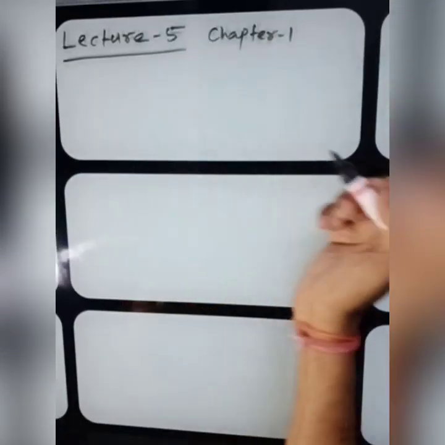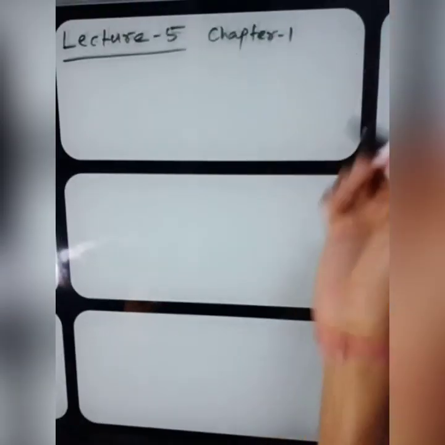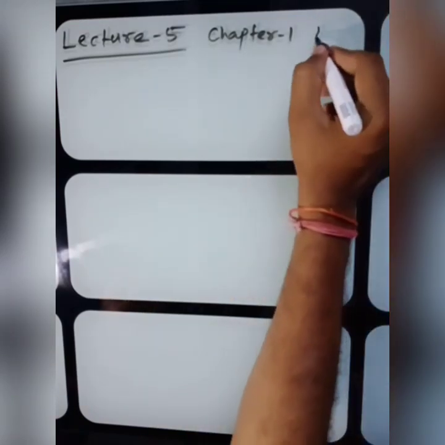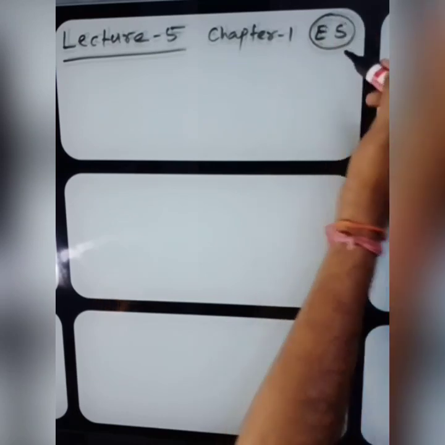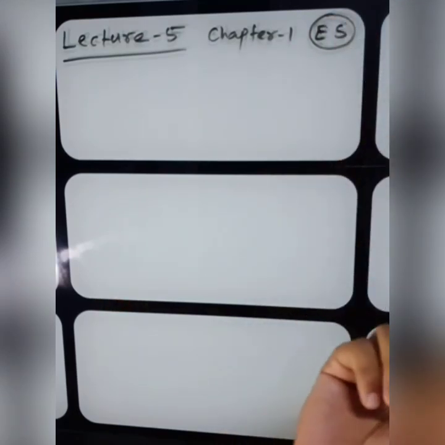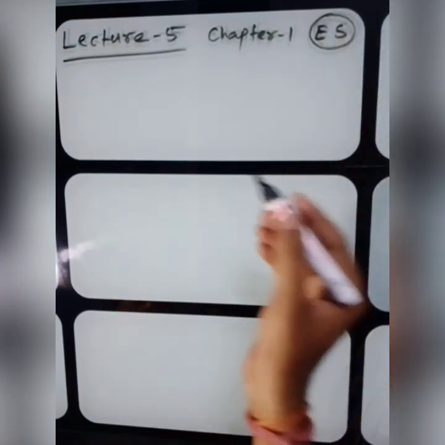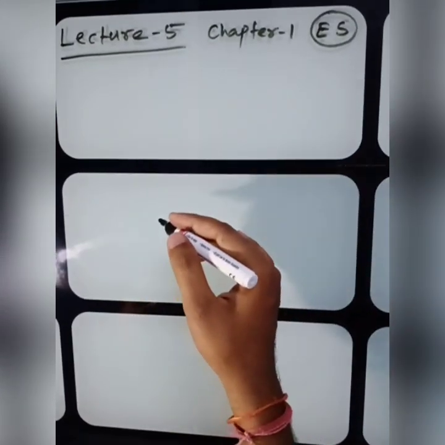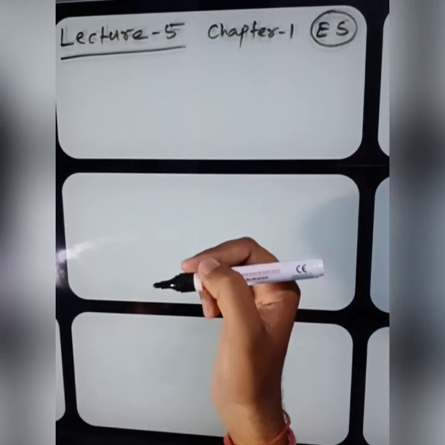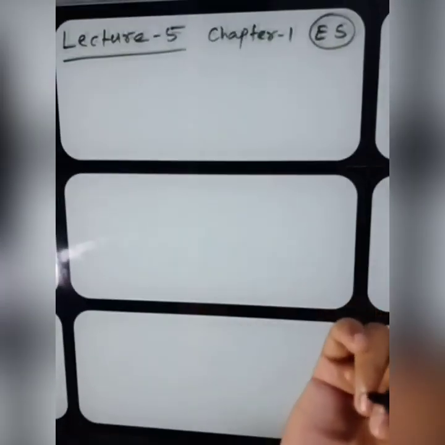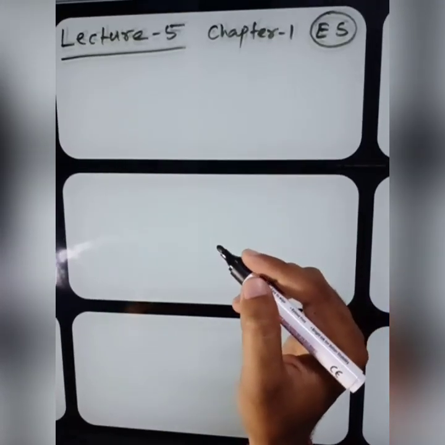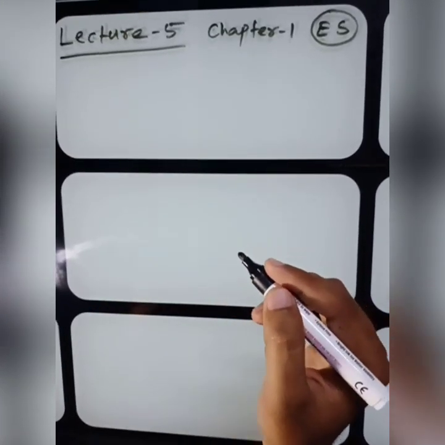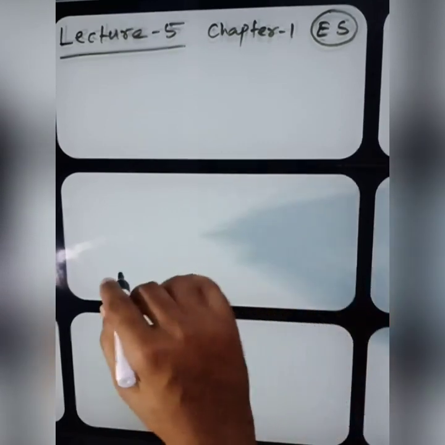Today we are in lecture 5, chapter 1 of electrostatics. We have studied so far the questions based on the principle of superposition. The principle of superposition gives the idea to find the net force due to multiple charges acting on a charge.